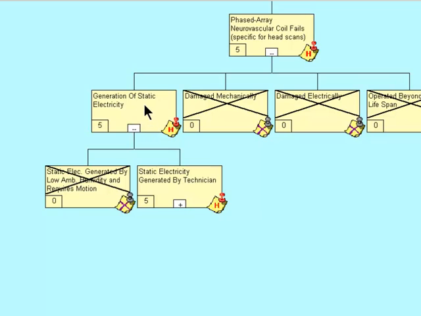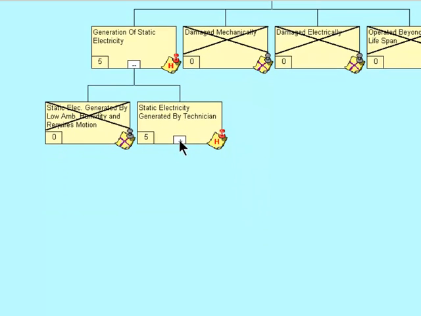So how could we have the generation of static electricity? Well, one of the possibilities is that it can be generated by low ambient humidity, which requires motion. The other is static electricity generated by the technician. In this particular case, the evidence proves that the static electricity was generated on behalf of the technician. How can this happen?